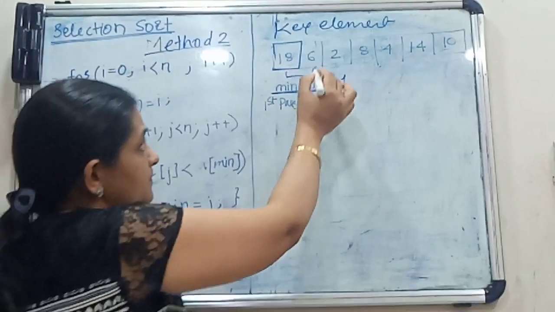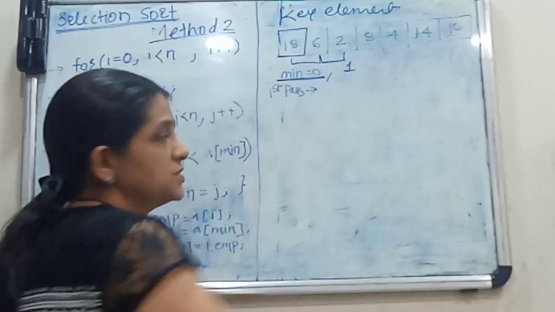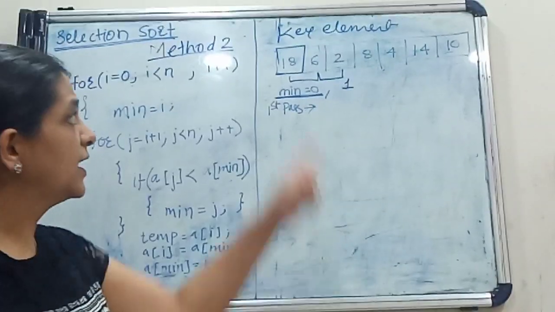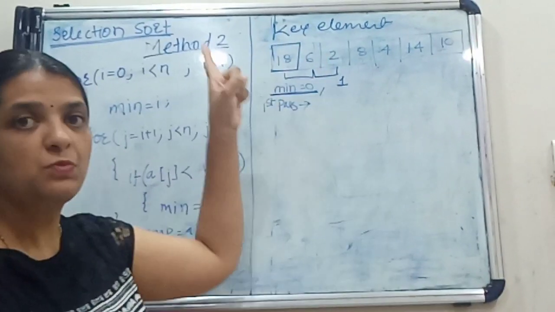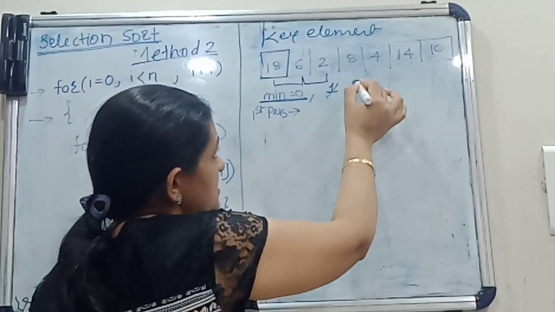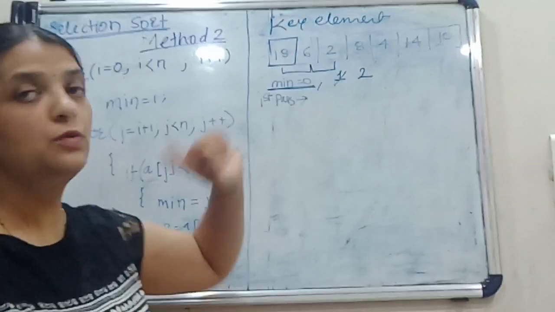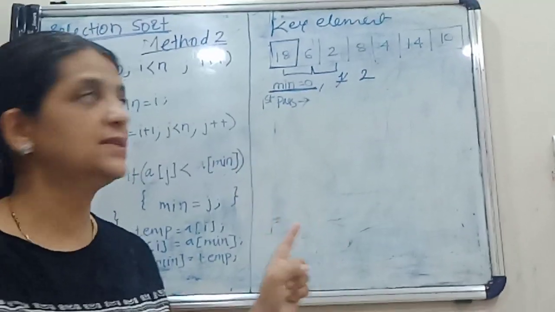Now this 6 will be compared with 2. Again you find that 2 is smaller than 6. So your mean will now be considered as 2, because at position 2 the smallest number is present so far.